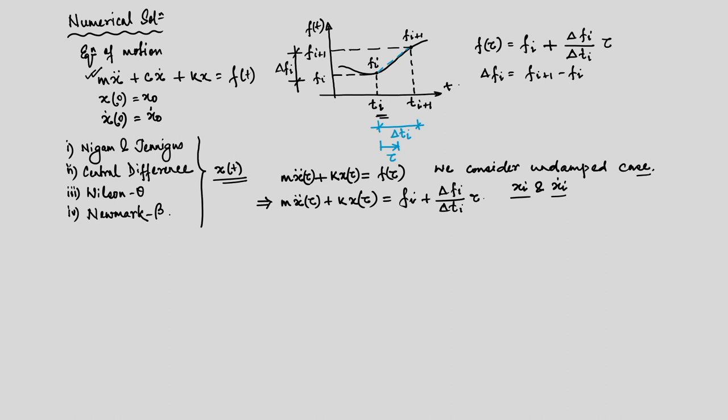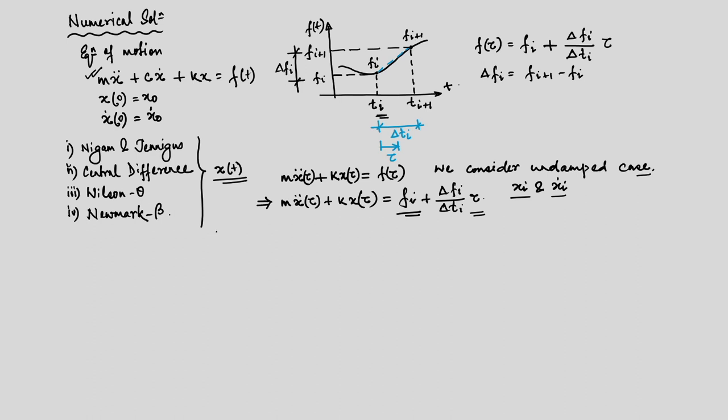Now, if you look at this equation, on the right hand side, we have forcing function F_i, which is defined at the ith time point. Once it is defined by this discrete value, it is constant, and then we have a function defined by this delta F_i by delta T_i times tau. This is a kind of ramp force shown by this blue dotted line.